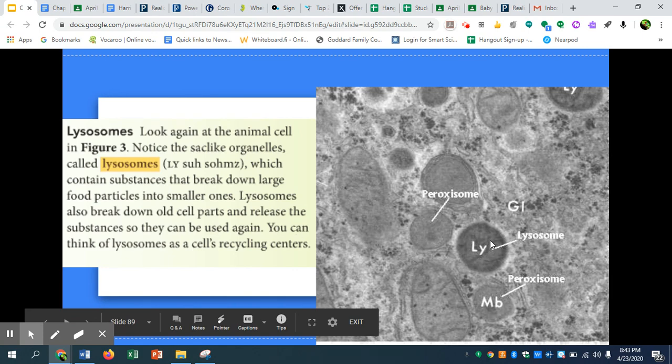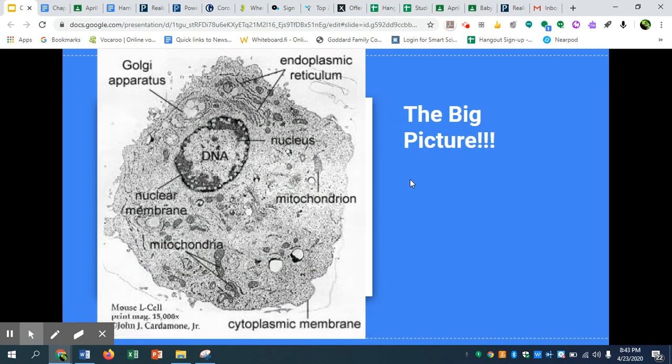Okay, so now here's the big picture. If you take a look at this cell, this is one cell. And in our bodies, we have trillions of cells. So it's just an amazing thing that happens in our body every single day, what our cells do. So here's the nucleus. The nucleolus is in here with the DNA. Don't forget the nuclear envelope that surrounds the nucleus. And then we have ribosomes being made in here and sent out to the ER.